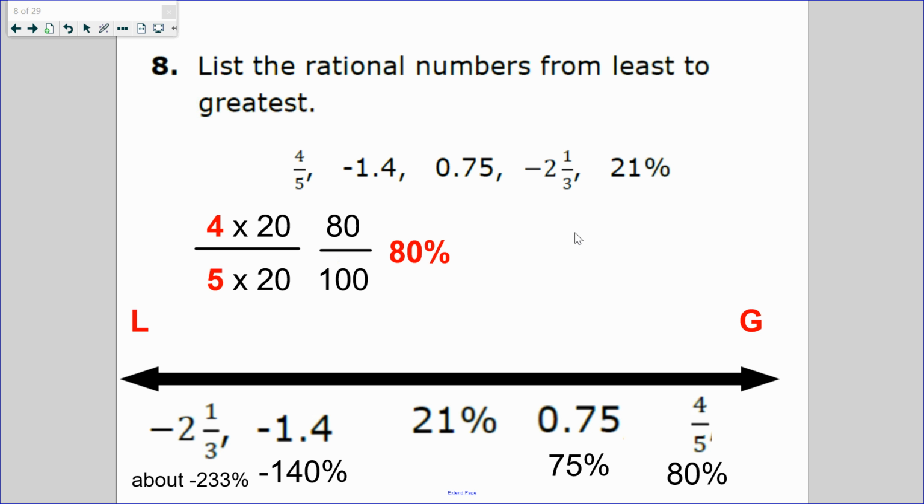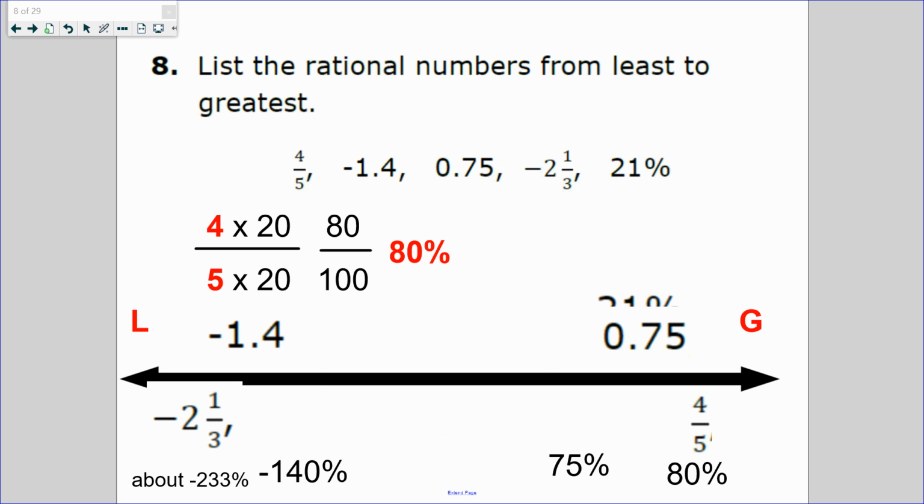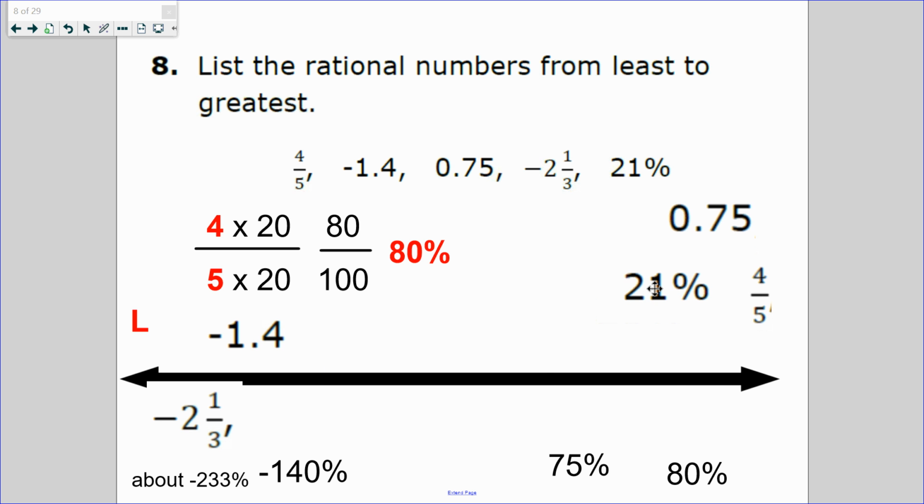Number 8, list the rational numbers from least to greatest. So first of all, on a number line, what do you know about a number line? What type of numbers do you see on the left side of a number line? Usually negative, the least numbers. What type of numbers do you see on the right-hand side of a number line? The positive numbers, the greater numbers. So now it says put them from least to greatest. Well, first of all, negative numbers will go on the left side. So we put the two negatives here, and the positives go here. So do you like working with fractions, decimals, or percents?